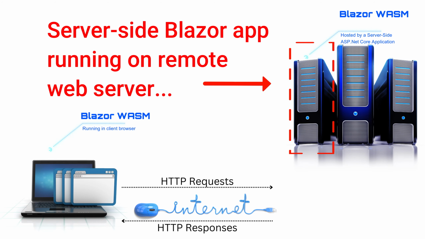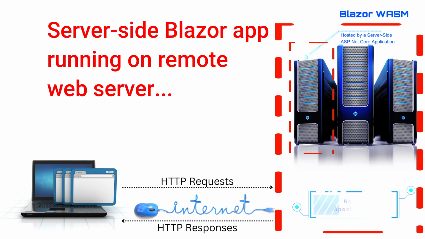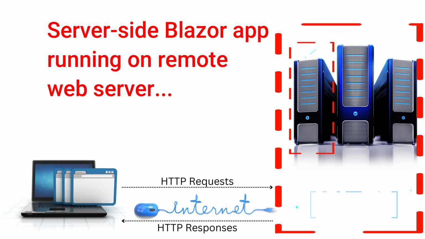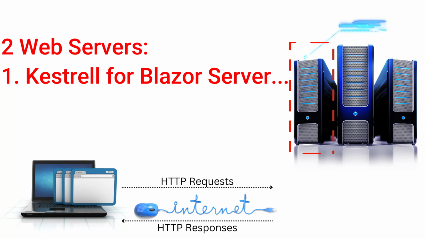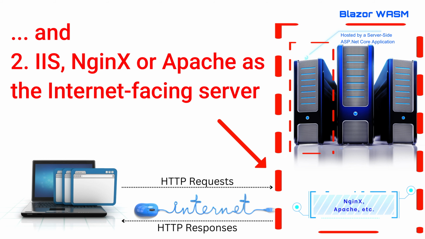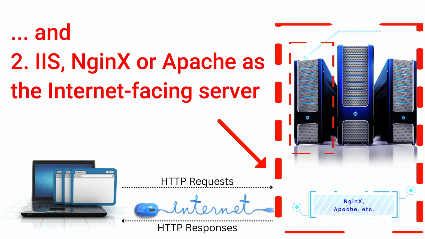Now, where the confusion comes in is in a very special scenario where a client-side Blazor application is hosted by a server-side Blazor application. But the server-side application itself would normally be hosted on another web server being operated by a hosting service provider. So in this scenario, you can have up to 2 different web server applications working together in order to enable the client side of your Blazor web application.